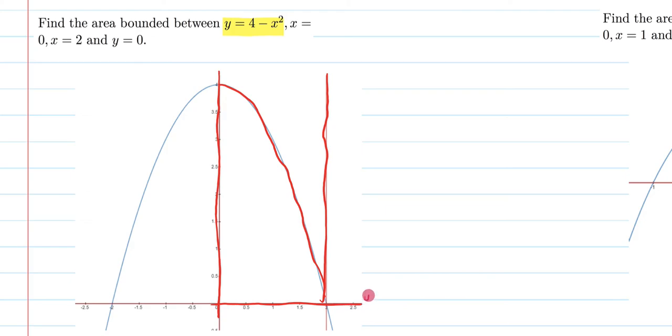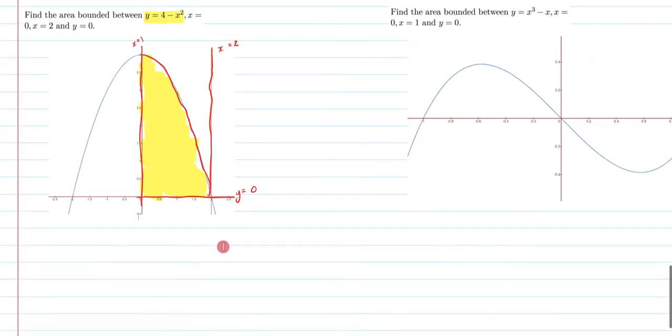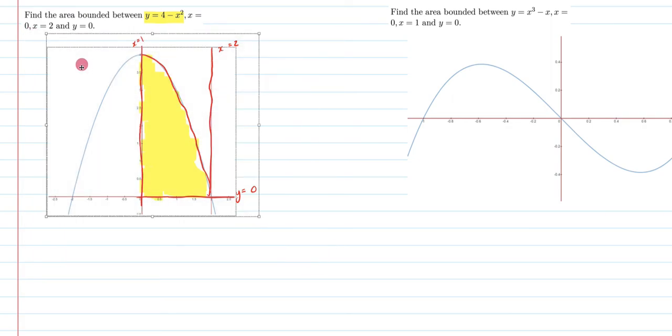Okay, so that's y equals 0. That is x equals 2. That is x equals 1. And this blue line right here is 4 minus x squared. So obviously the area bounded by all of them is this area right here. Having done that, that's just helping us to visualize what we're doing. We're finding what that area is going to be. So let's shrink that down and have a look to see how we go.